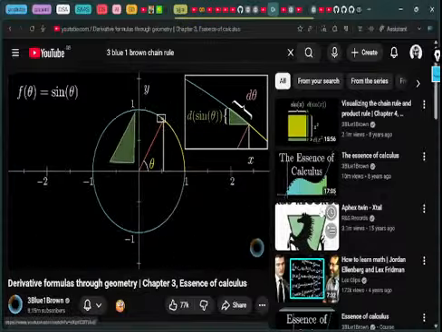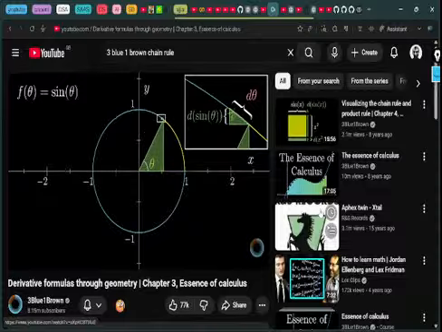Now this tiny triangle is actually similar to this larger triangle here, with the defining angle theta, and whose hypotenuse is the radius of the circle with length 1. Specifically, this little angle right here is precisely equal to theta radians.